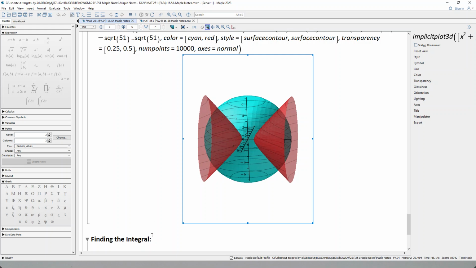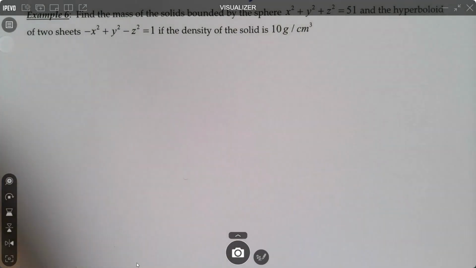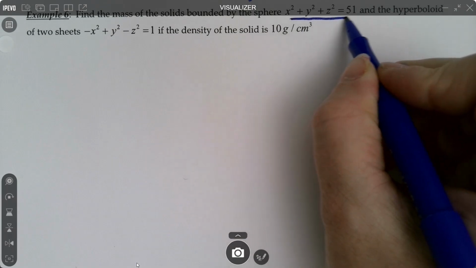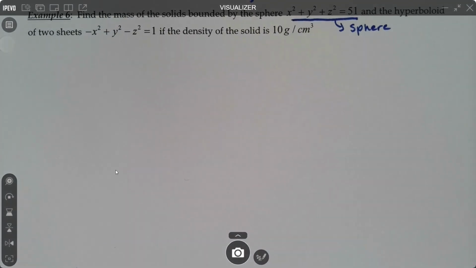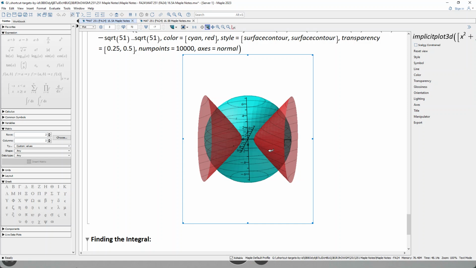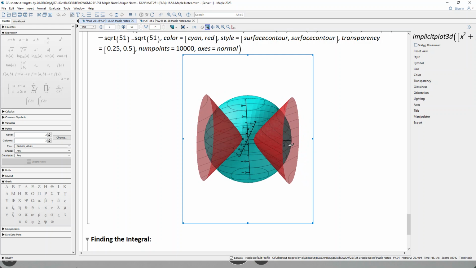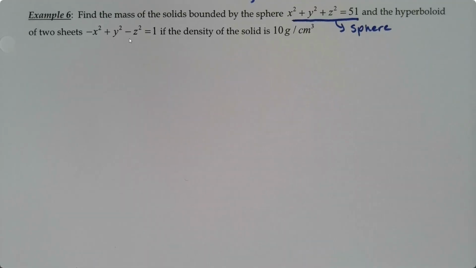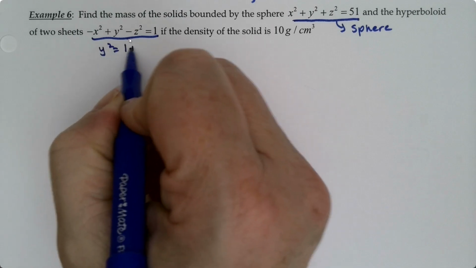All right, so we have to draw that. Let's see what we can do. And then we also have to make some ideas about all of this. We'll notice that this is a sphere. If in case you missed it, let me go back real quick. We want to use this piece as one of our integrations, and the easiest way to solve that one is for y, because y is the part that's positive. So this is y squared equals 1 plus x squared plus z squared.